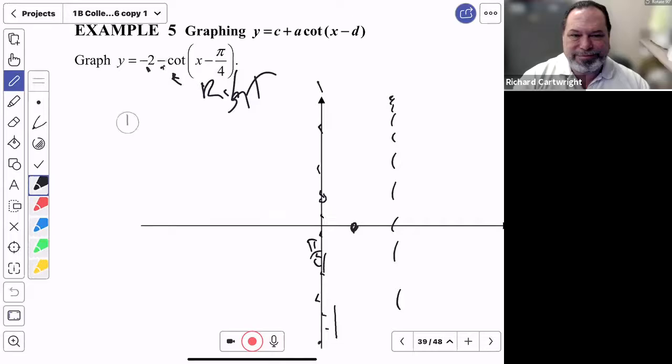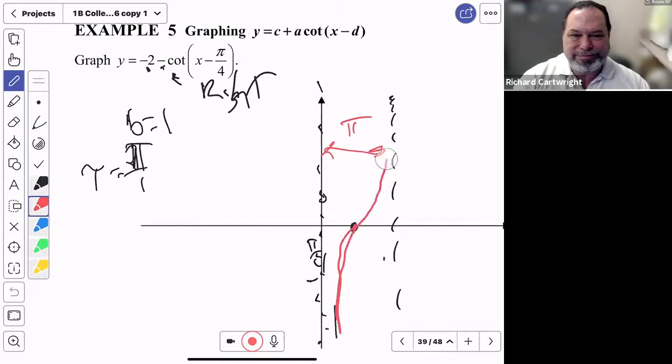There's no b. B is a 1. So the period is pi divided by b. From here to here is a distance of pi. The whole picture looks like this, because it's an upside down cotangent. Okay, so I just got to add pi to pi over 4. So that's 4 pi over 4 plus pi over 4, that's 5 pi over 4.